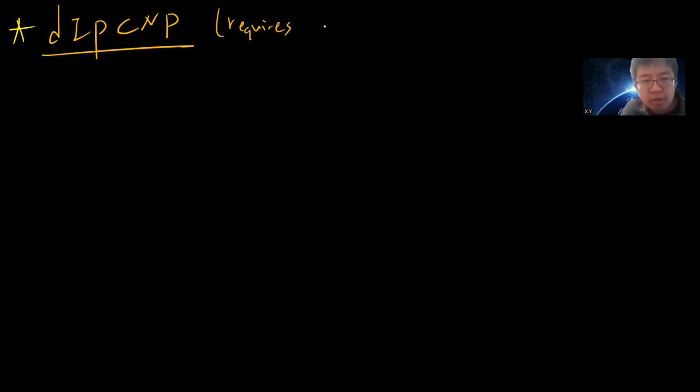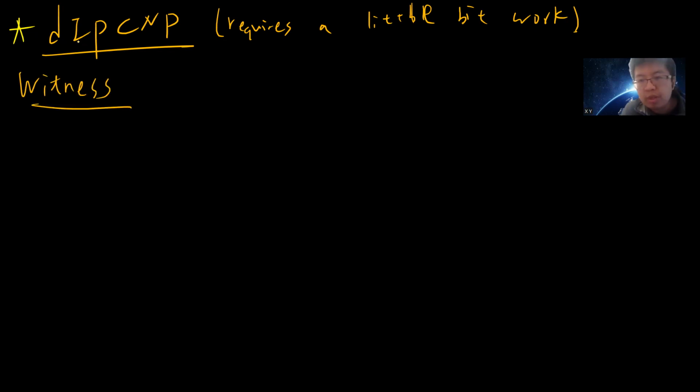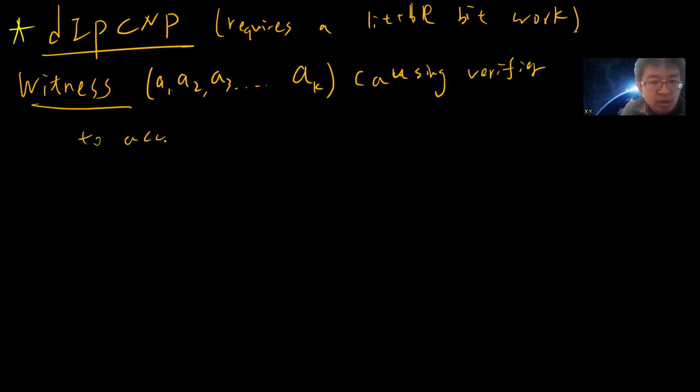Okay, so this is a trivial proof. The non-trivial proof, where you need to think a little bit, is that DIP is a subset of NP. So this requires a little bit of work. Let's imagine, is this correct or not? We need to find a witness. By definition, if you're in DIP, that means you have this string A1, A2, A3 up to AK, which causes the verifier to accept. So this is the witness.